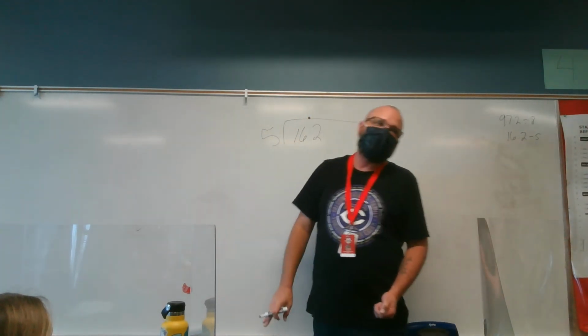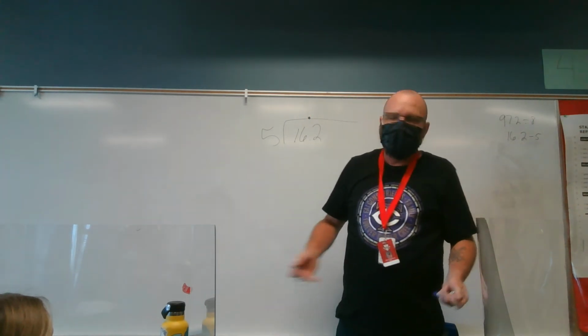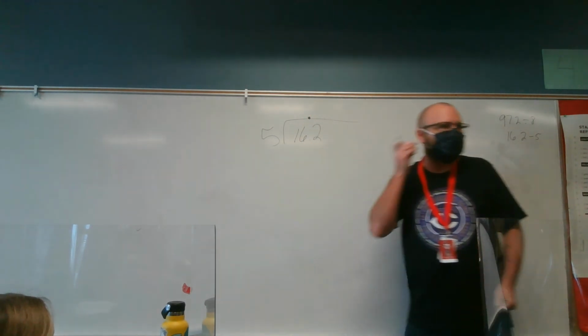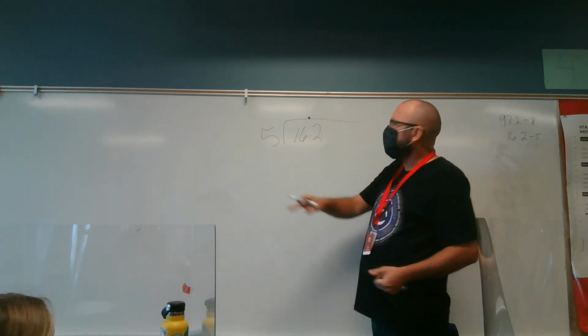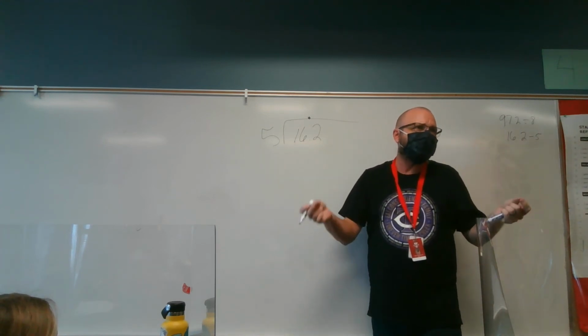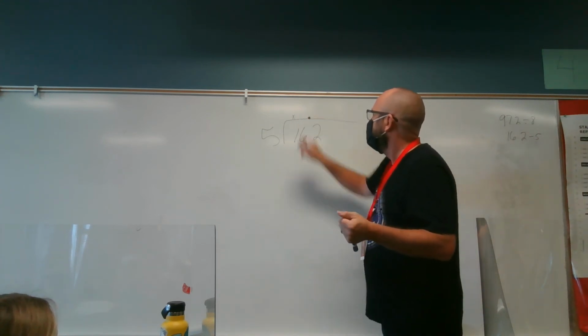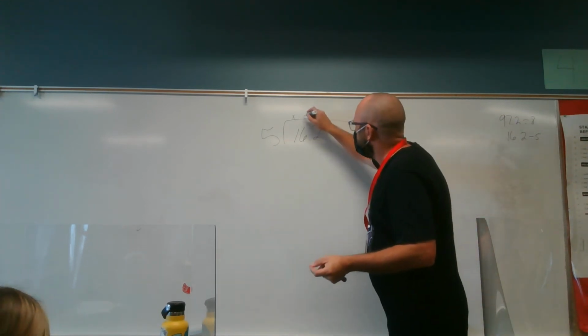I could write my multiples of 5. 5 times 1 is 5. 5 times 2 is 10. However, I have a multiplication chart at the ready, and I will just use that. So I'm not going to make you write those all down if it's a 1-digit number. Now I have to ask myself, does 5 go into 1? And myself says, no. Then I have to ask myself, does 5 go into 16? Yes. Okay?